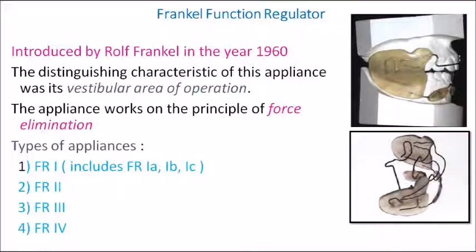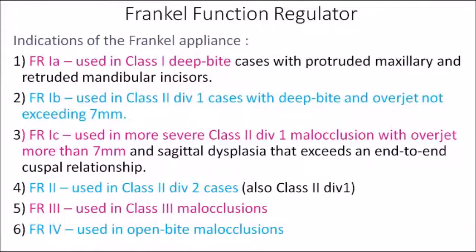Now the Frankel's functional regulator is classified into 4 categories: Frankel's functional regulator 1, then regulator 2, regulator 3, regulator 4, and there is one more modification, which is regulator 5. Now what are the indications for each of these functional regulators? So type 1 is further subdivided into 1A, 1B and 1C. 1A is used in class 1 deep bite cases with protruded maxillary and retruded mandibular incisors. So 1A, the first one, is always for your class 1 malocclusions with the deep bite.